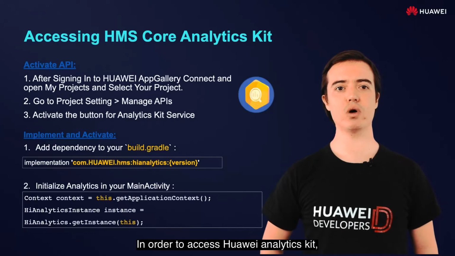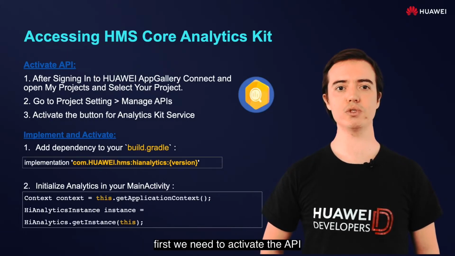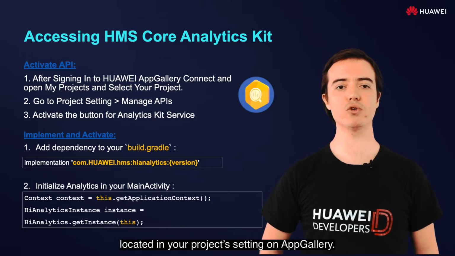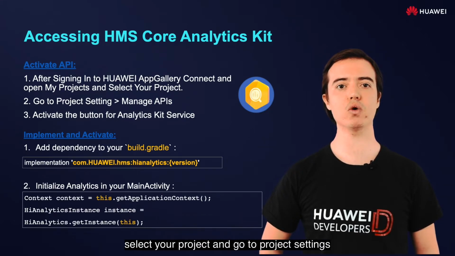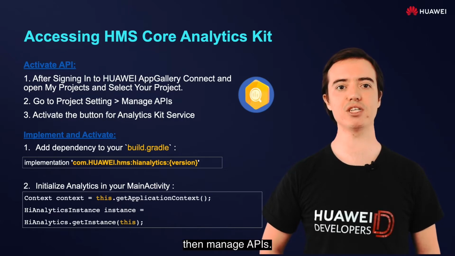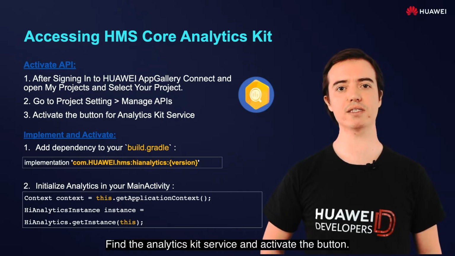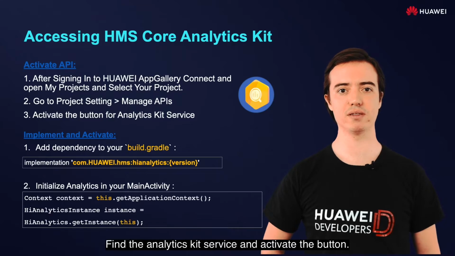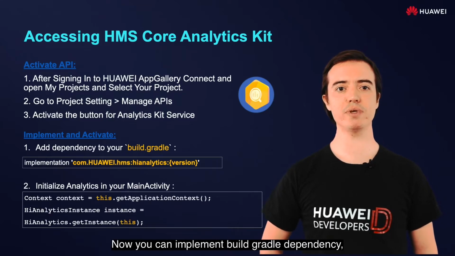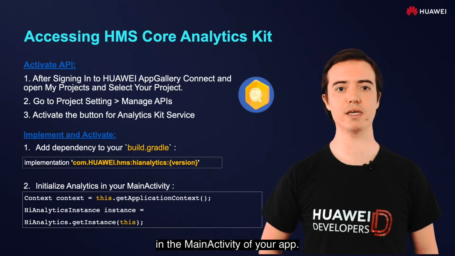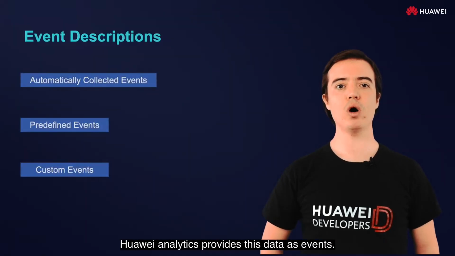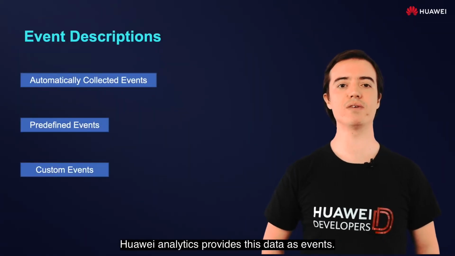In order to access Huawei Analytics Kit, first we need to activate the API located in your project settings on App Gallery. So, after signing in to App Gallery Connect, select your project and go to Project Settings. Then, Manage APIs. Find the Analytics Kit service and activate the button. Now, you can implement the Build Gradle dependency and create the instance of Huawei Analytics in the main activity of your app. Huawei Analytics provides this data as events.